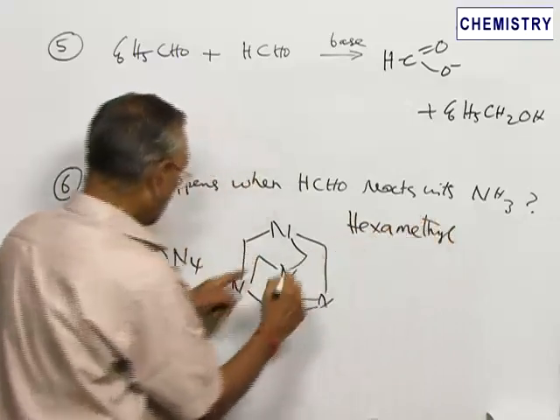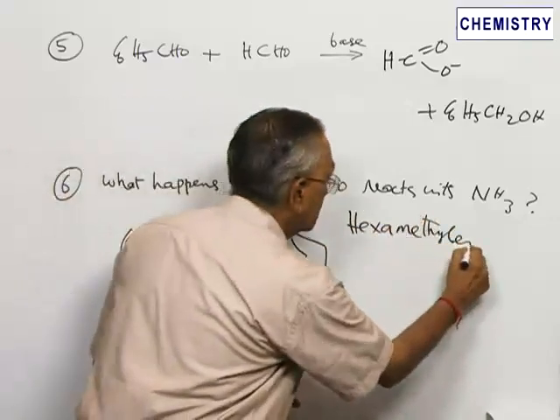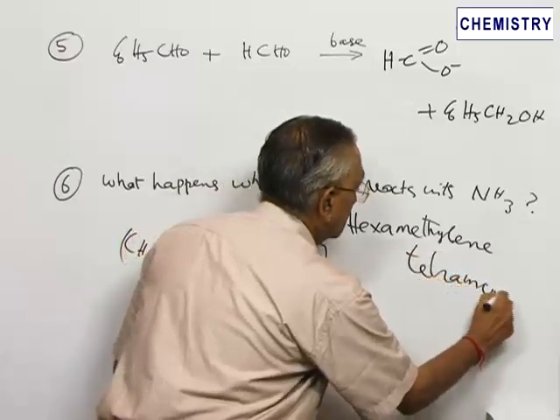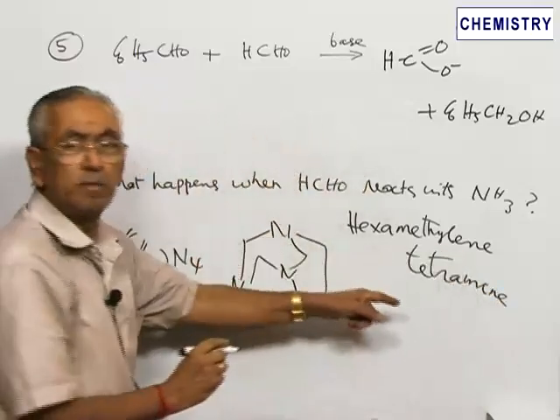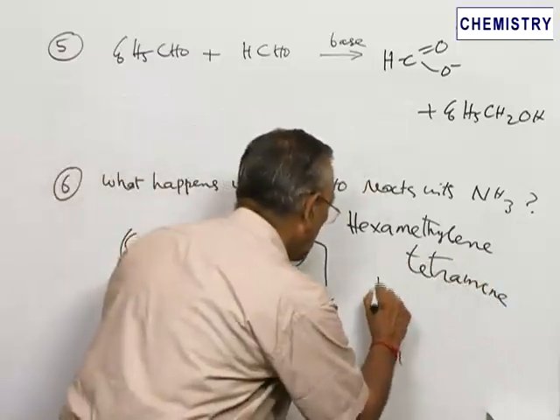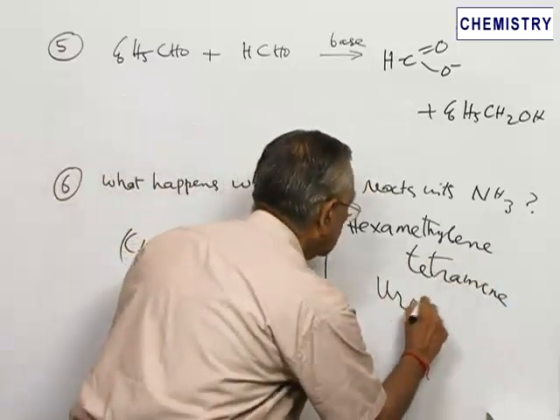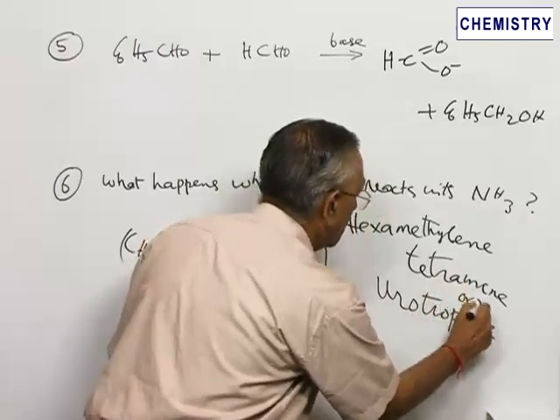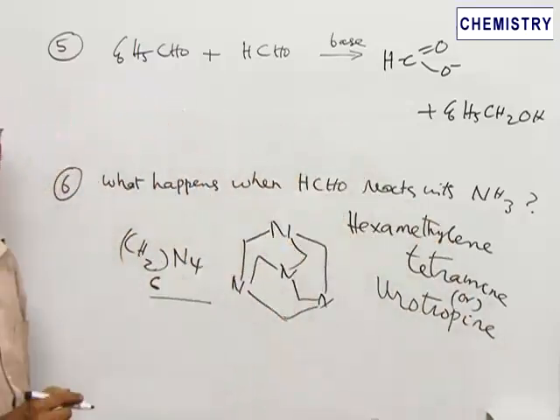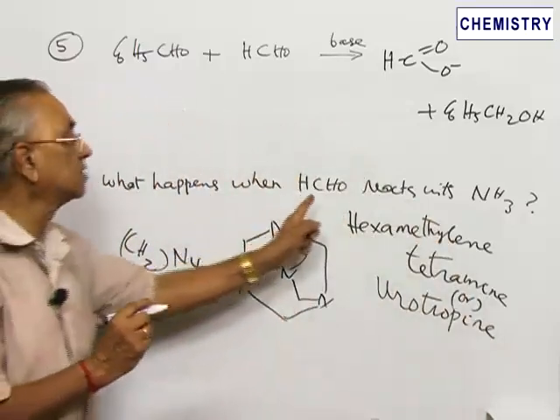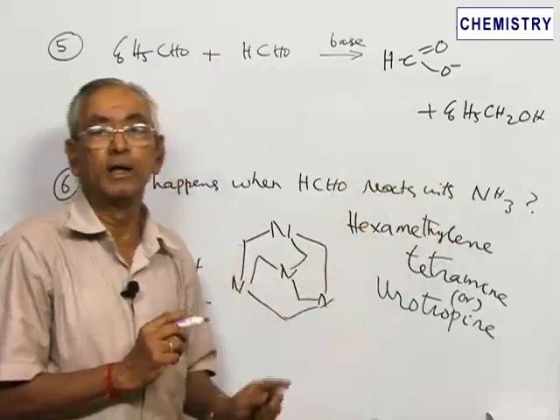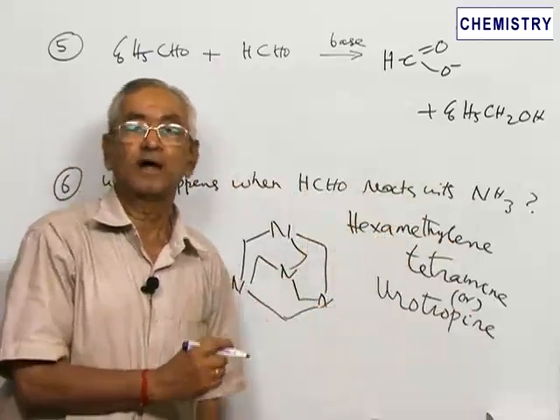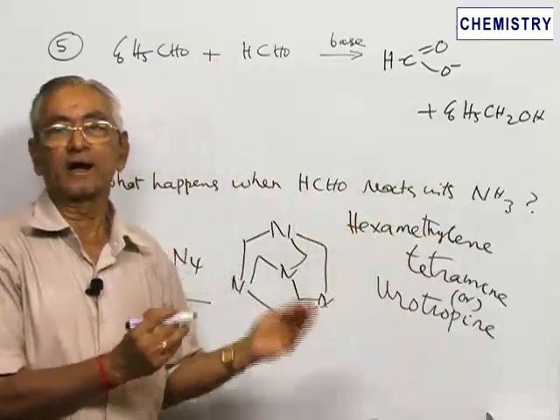It is not hexamethyl. It is not a methyl group. It is a methylene group, so you have to be careful. Hexamethylene tetramine is used in medicine as a urinary antiseptic, so it is also known as urotropin. Hexamethylene tetramine or urotropin is the specific compound that is formed when formaldehyde reacts with ammonia, which is totally different from the reaction of other aldehydes with ammonia, which form only an adduct or an aldehyde ammonia.